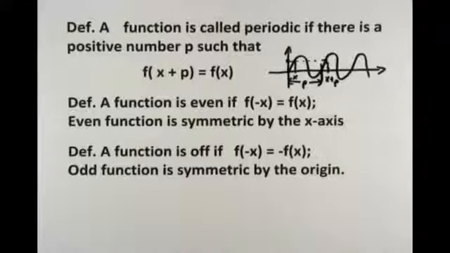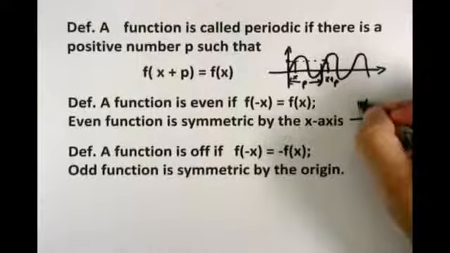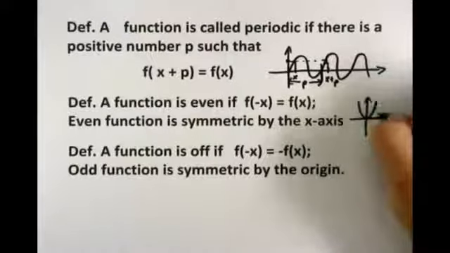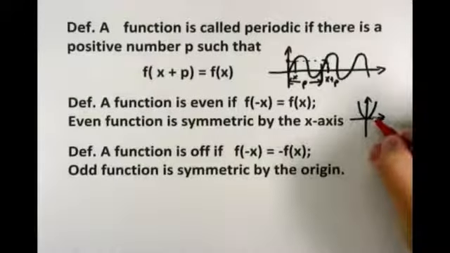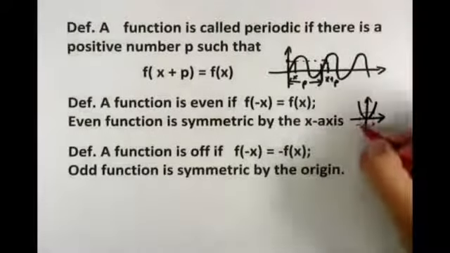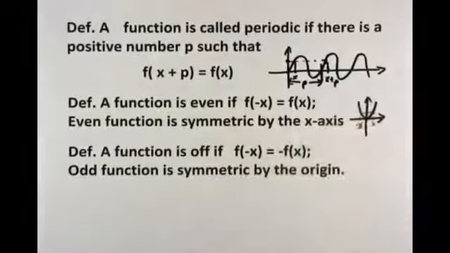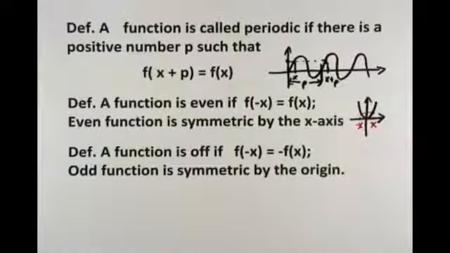An even function is symmetric about the y-axis. So a function like this is an even function. It's symmetric about the y-axis. And if you take one little x, and here would be minus x, then the values are the same, at minus x and at x.